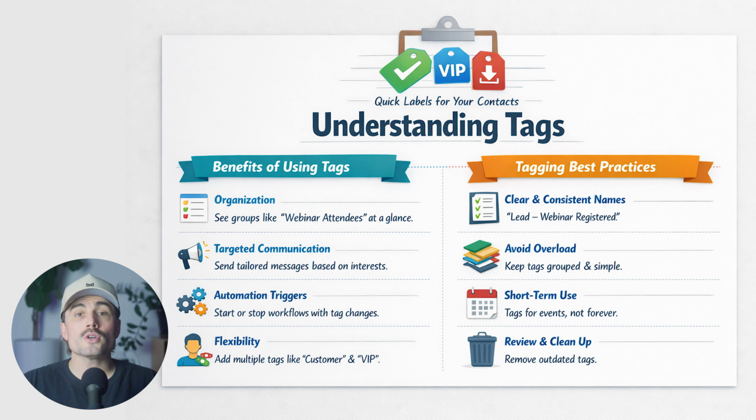Use tags for short-term labels. Tags are great for identifying events or short-term states. For more permanent data, rely on custom fields. Review and clean tags regularly. Once a campaign ends, remove or archive tags that you don't need anymore. This keeps your system lean.